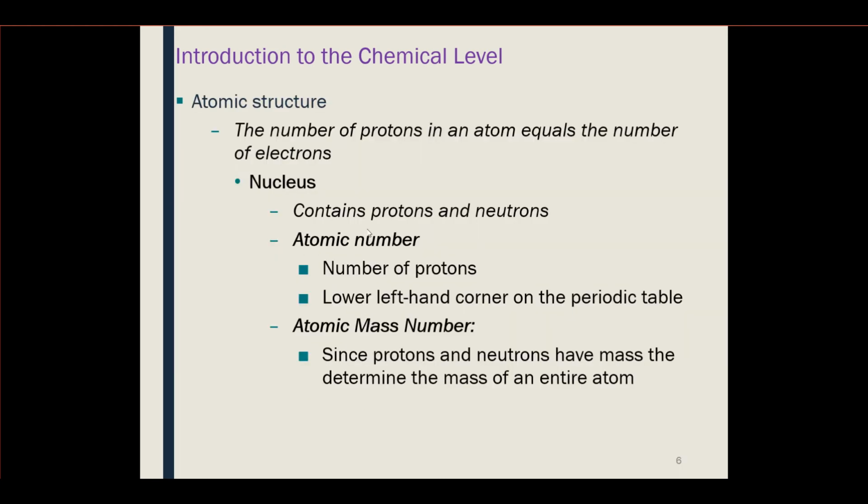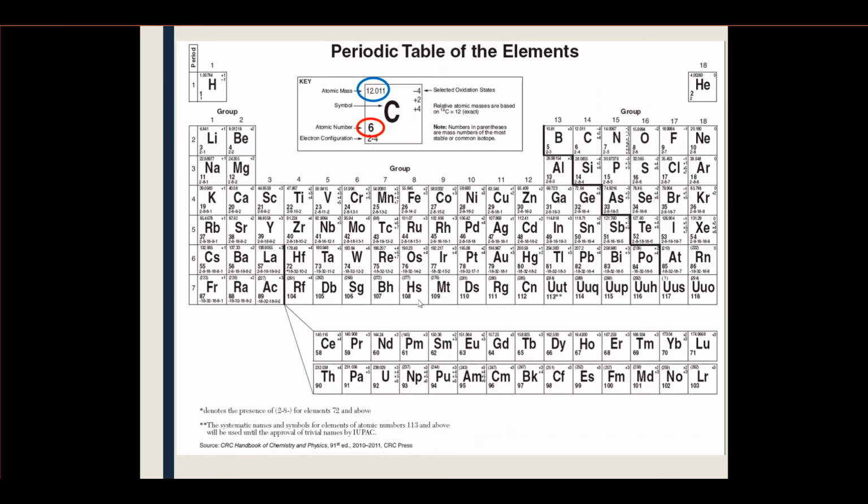Okay, so the atomic number, again, these are important numbers. Atomic number is the number of protons. You're going to find it in the lower left-hand corner of the periodic table. And then the atomic mass, or the mass number, is the number of protons and neutrons. If you know the number of protons, you can subtract it from the mass number, and that will automatically tell us how many neutrons we have left over. So atomic number and then atomic mass.